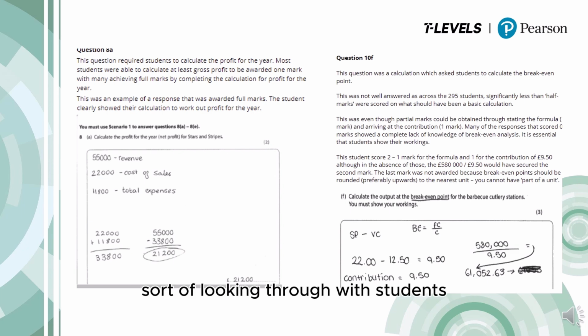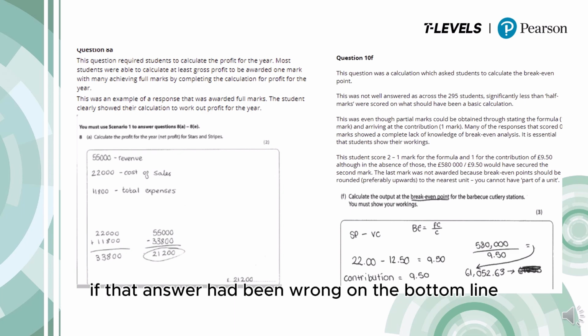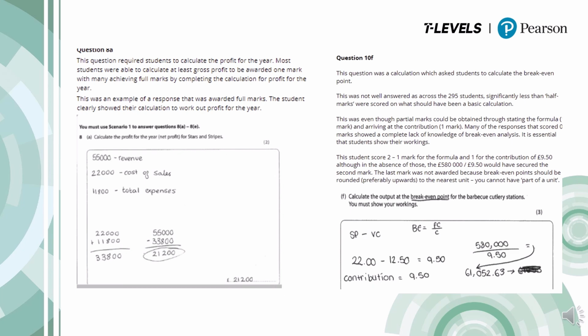So it might be worth looking through with students and having a go. And you can see there's an example then of a 4 marks answer. So maybe you could do an activity with students where you ask them to identify the steps of where those 2 marks might have been awarded, or because we know it's the right answer, you might go back to them and say, okay, have a look and see where you think, if that answer had been wrong on the bottom line, where that answer might have been awarded in terms of the working out, so that they start to understand why the working out is so important in calculation questions.